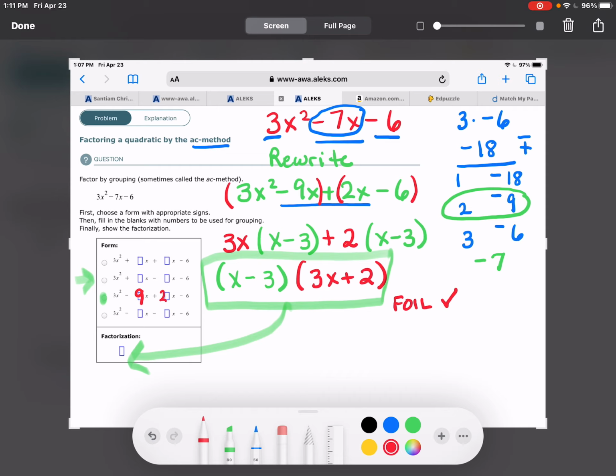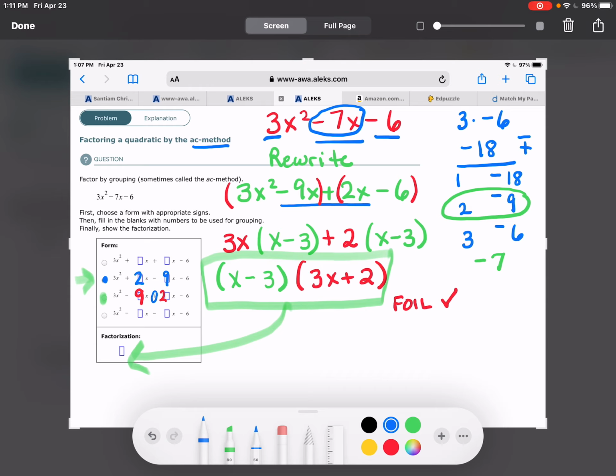and that should work. We could have put 3x squared plus 2x minus 9x minus 6. I think that would probably also work. It probably matters which order you put the numbers in. I like the plus being in the middle because it makes the factoring easier for me.